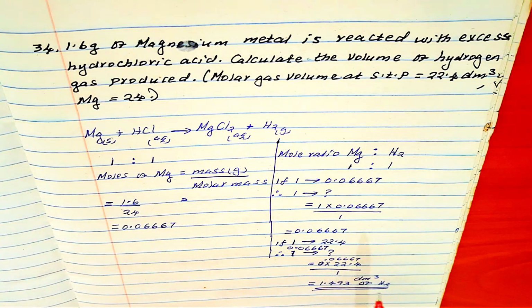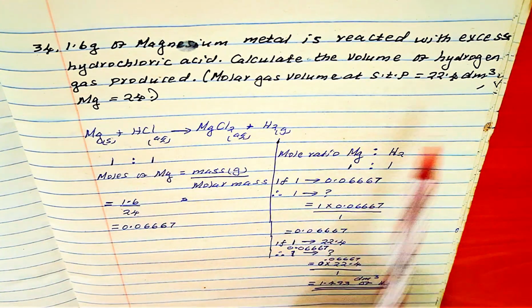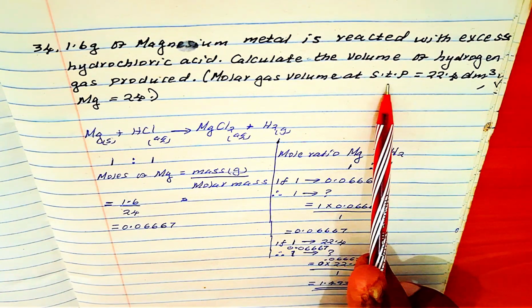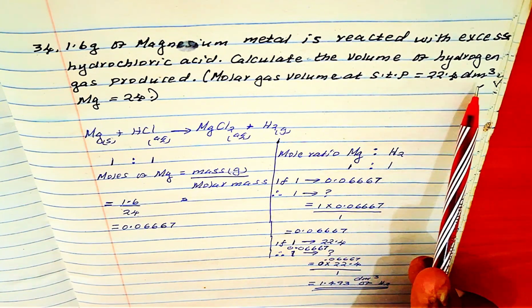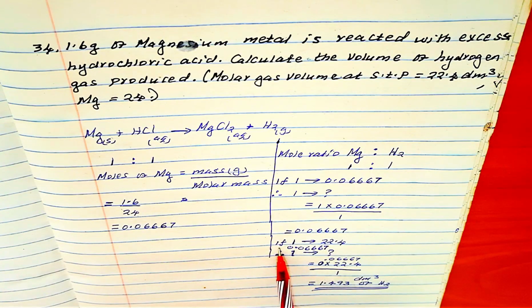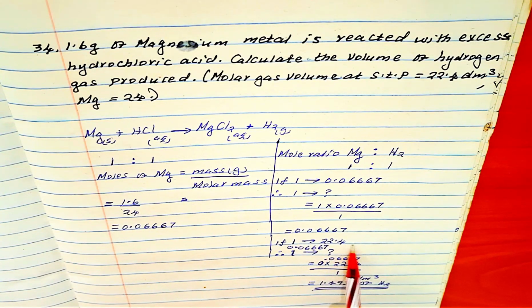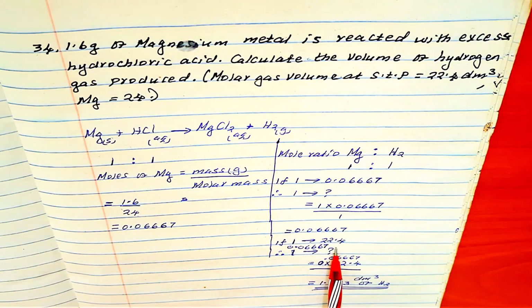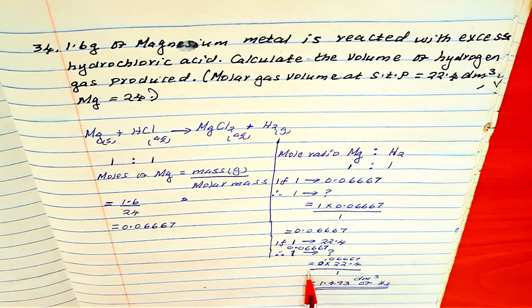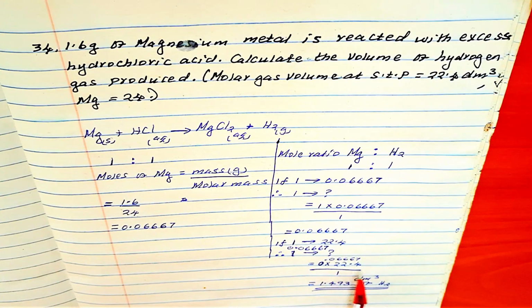Now, we come back and we say we have the molar gas volume. The molar gas volume of hydrogen at STP is 22.4 dm cubed. So we'll say if 1 mole of a gas at STP is 22.4 dm cubed, what about the number of moles of hydrogen that you obtained? Well, 0.06667 will be how many dm cubed? So the answer will be 0.06667 times 22.4, and we divide by 1, and we get 1.493 dm cubed.